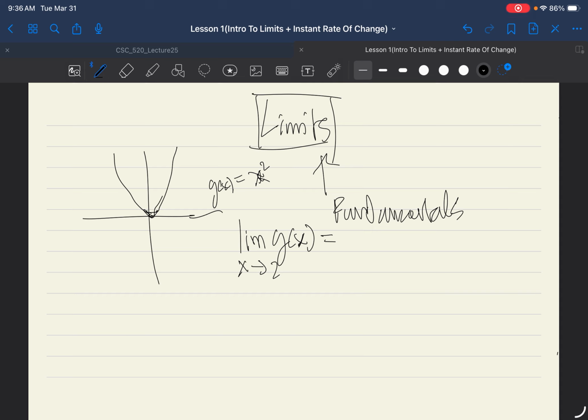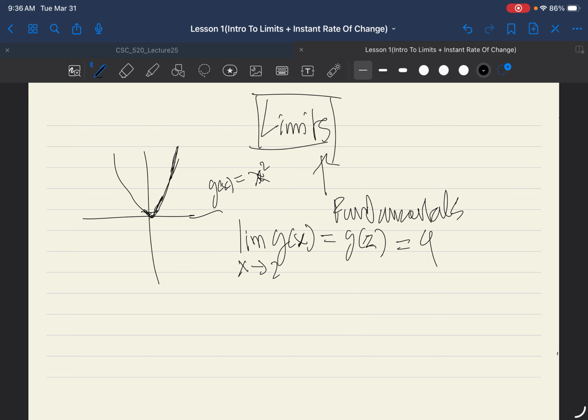In this case, the limit as x approaches 2 of g of x will be equal to g of 2. It won't always be equal to g of 2, but for now, let's define the standard as it will usually be this. The limit as x approaches 2 of g of x is going to be equal to g of 2, which will be 4.